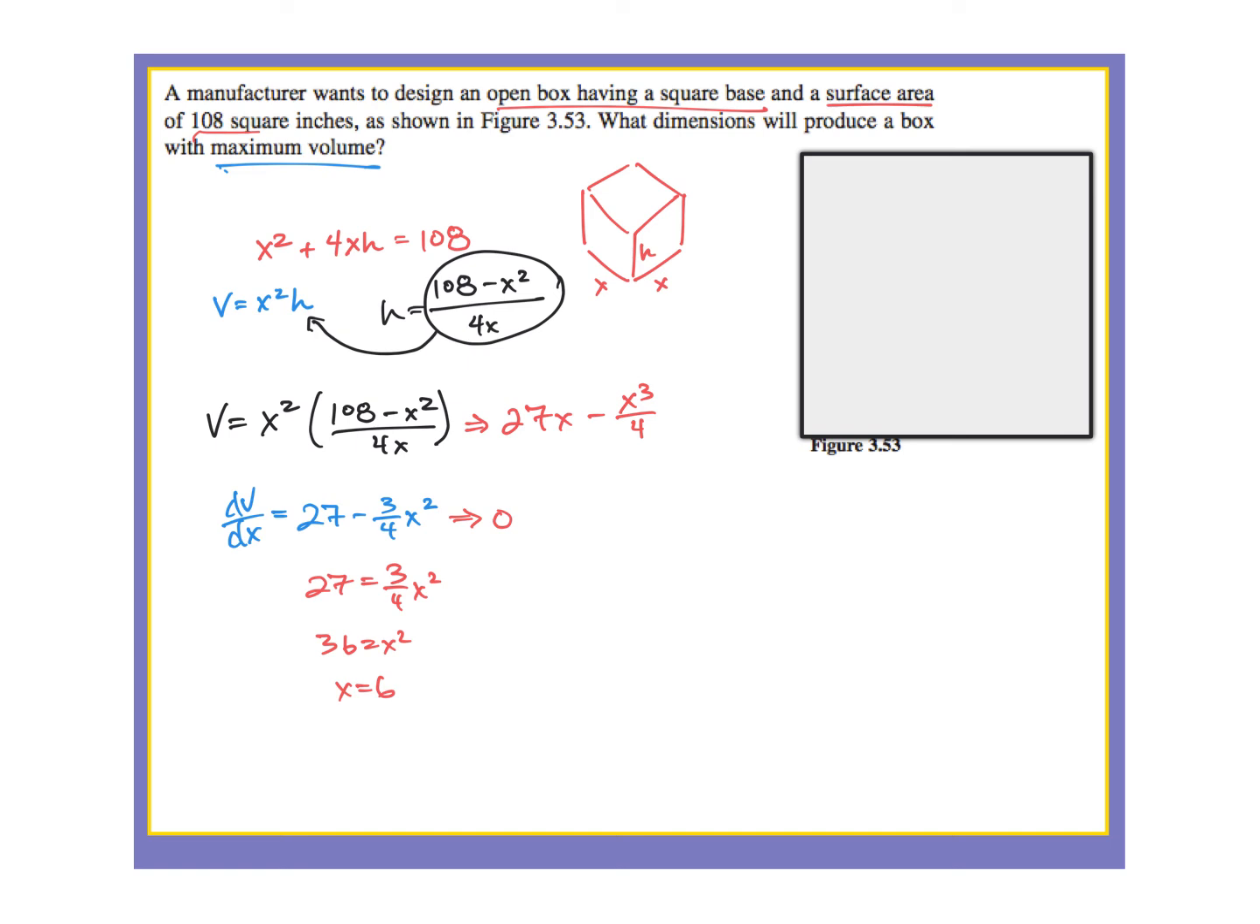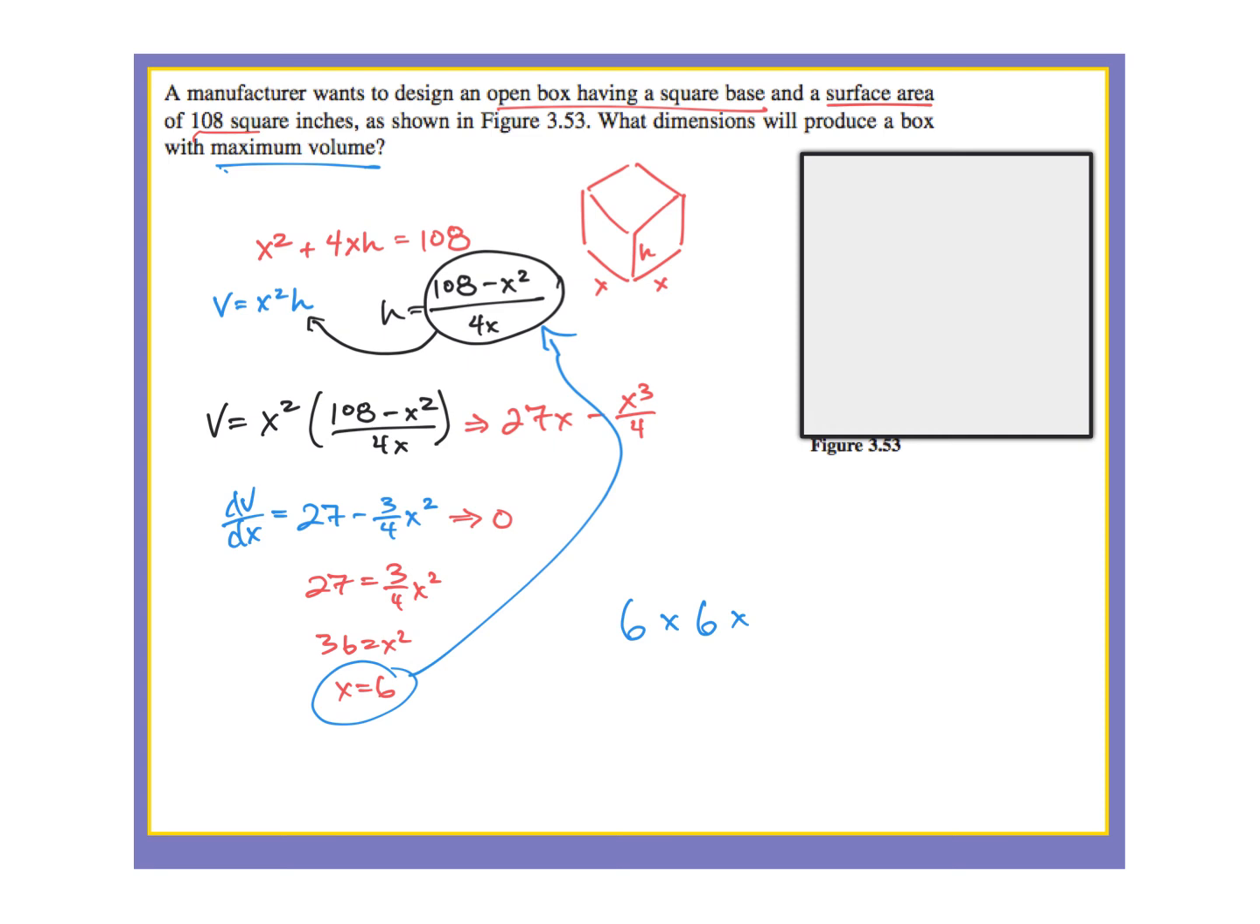So then, if we substitute in, what's one of my sides? 6, right? By what? 6. Now I have to figure out my h. This one's already solved for h, so I'm just going to substitute it back in right there. So 108 minus 6 squared. 6 squared is 36. 108 minus 36 is?